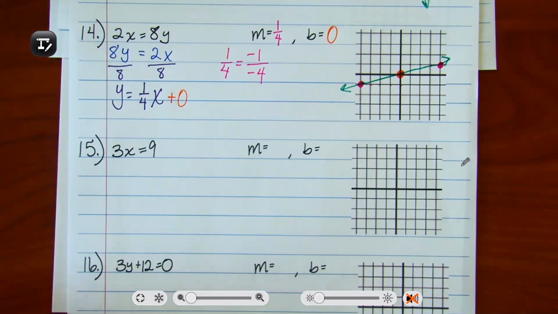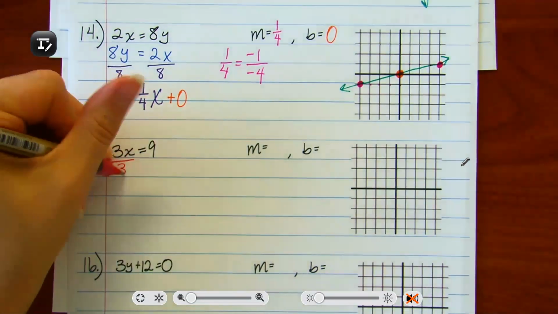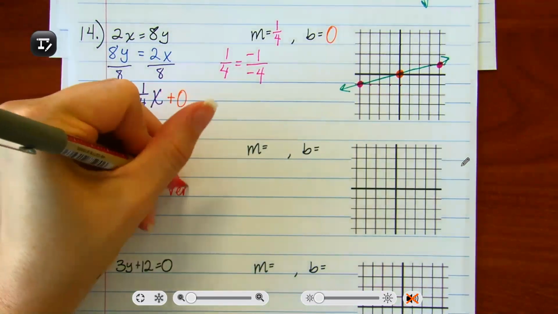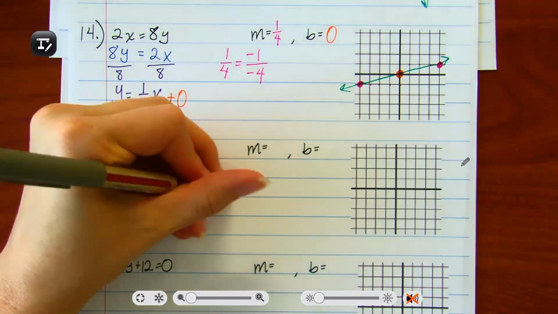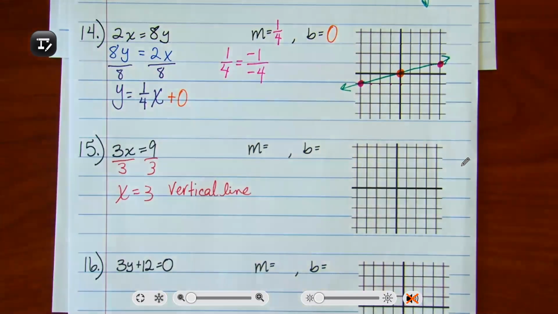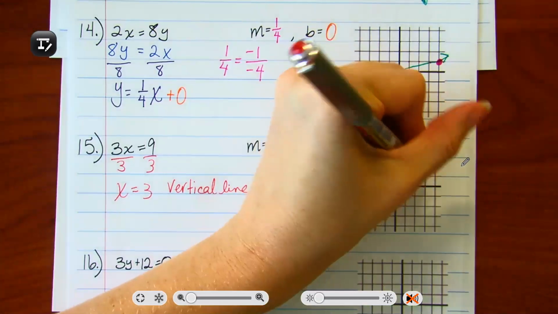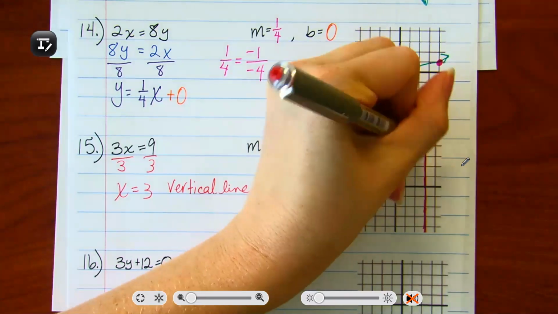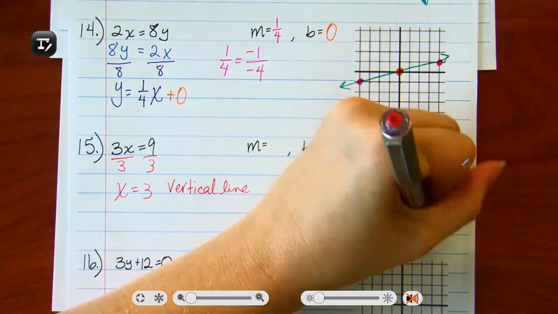All right, so number 15 does not have any y in the equation at all. So that pretty much already tells me that it's going to be a vertical line, and I just need to solve for x. So I just need to divide both sides by 3, which gives me x equals 3. So that is a vertical line. So on the graph, it just looks like that.